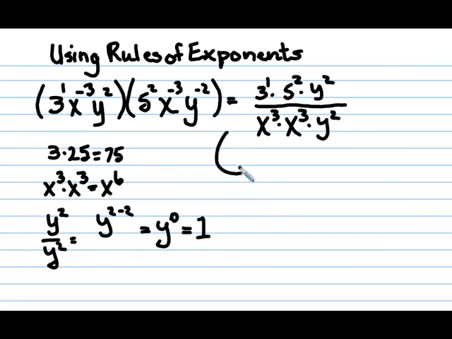So now for my final answer, I'll put all these pieces together. So I've got 75, and the y simplifies to 1, so it vanishes. And then for my denominator, I have x to the 6. So that's your final answer there.